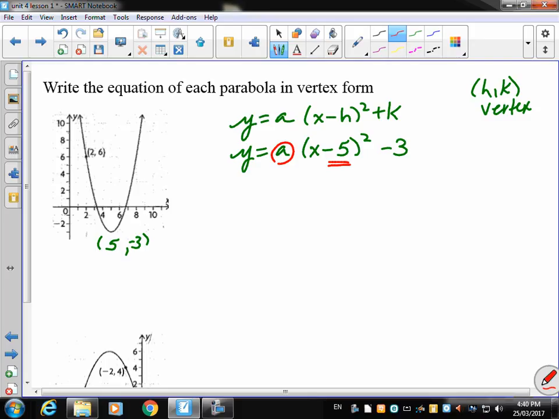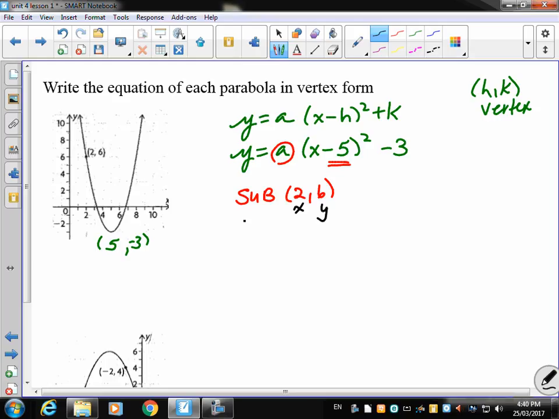It opens upwards, so I know A should be positive. But instead of guessing, I am going to substitute a value. I'm going to substitute the value 2, 6, because it's the only one that they gave me for sure. And I am going to put the 2 wherever I see an x value, and I'm going to put the 6 wherever I see a y value, because it's a point, that is an x and y coordinate. Or those are x and y coordinates.